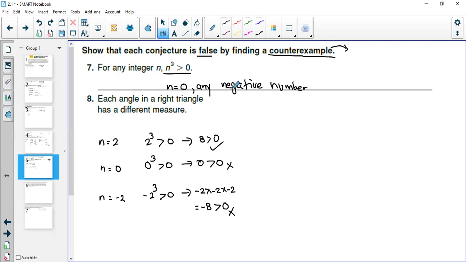Oh, so we have many examples. The first one we had was n equals 0, or n can be any negative number. So this is a counterexample. Right, let's move on with question number 8.